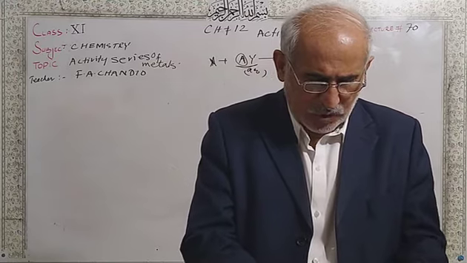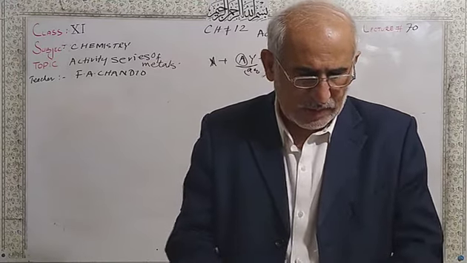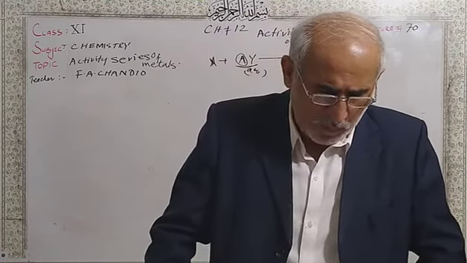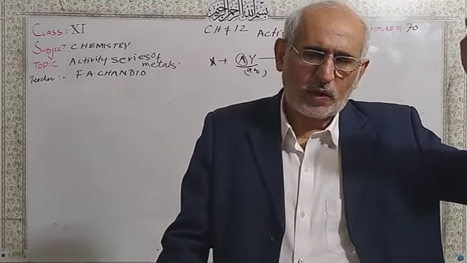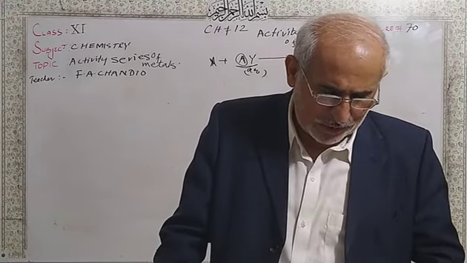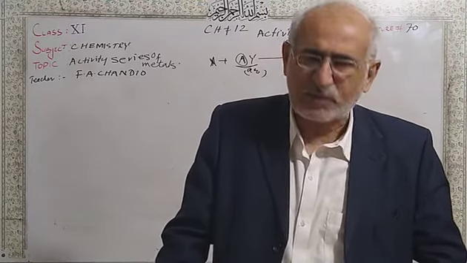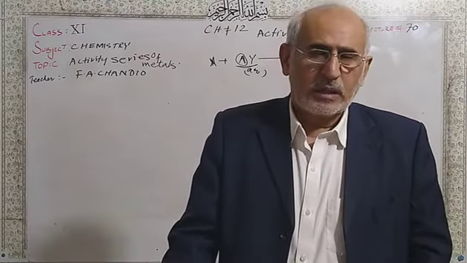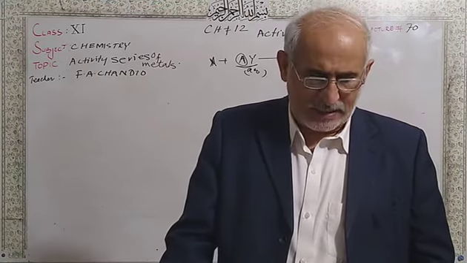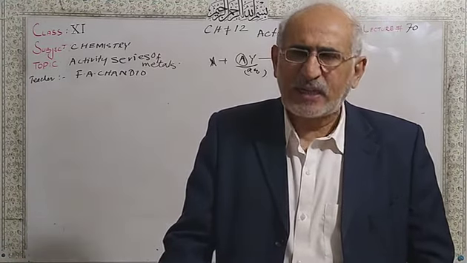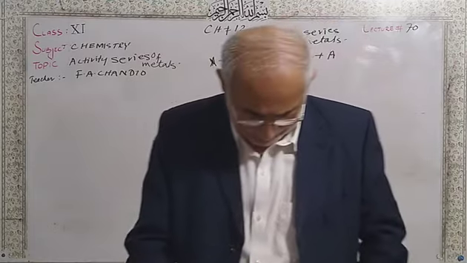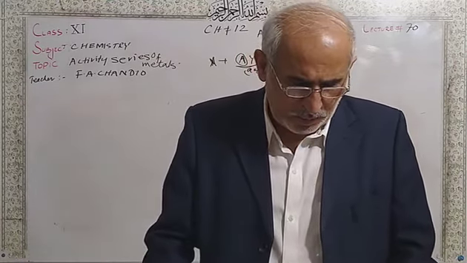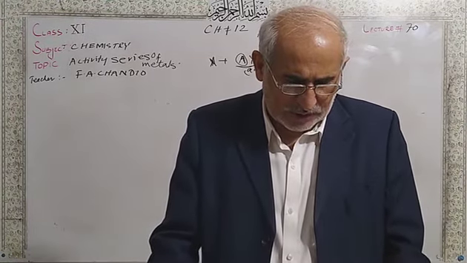This activity series is given here, table number 12.2. On the top you are finding lithium, potassium, barium, strontium, calcium, sodium. This is one group of elements. This group is categorized as very reactive metals: lithium, potassium, barium, strontium, calcium, sodium.